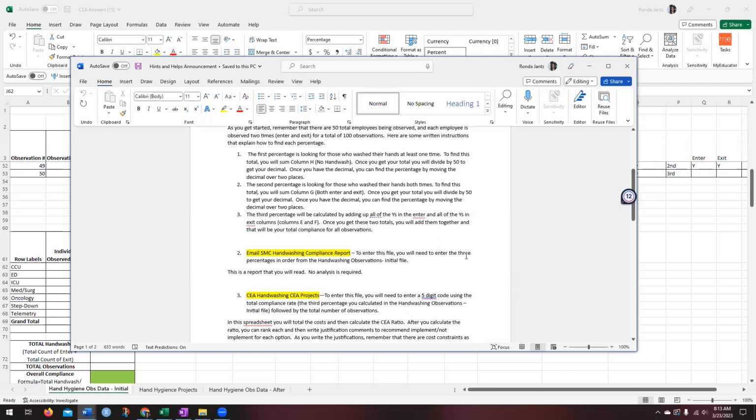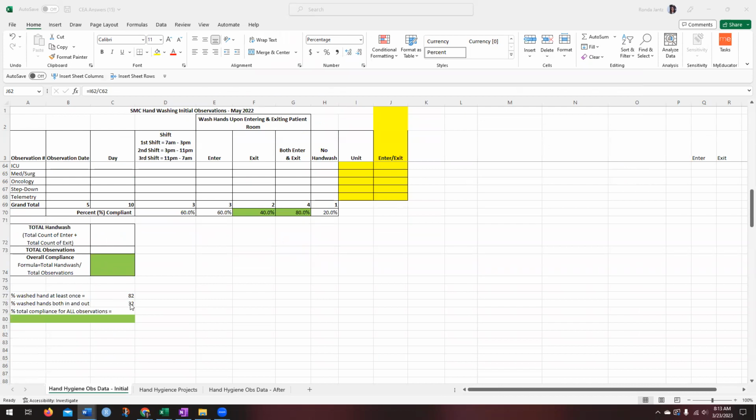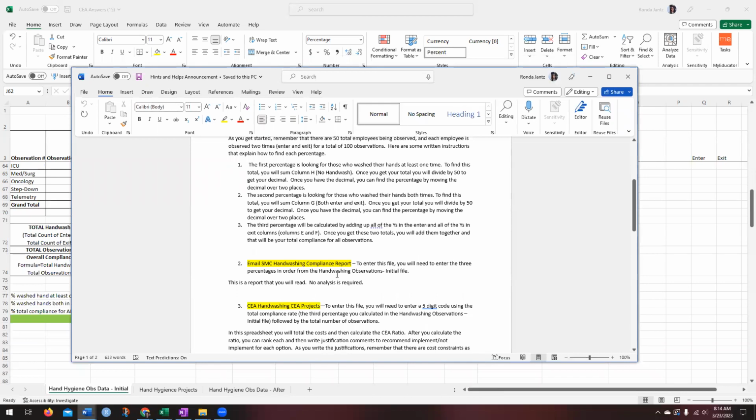To enter this file, we're going to need these 3 percentages. And like I said, I gave you the first 2, 82 and 32. Once you figure out the other one, you'll have a 6-digit number, 8232, and then the last 2 digits, and that will help you to open this email. So now let's go to the email.